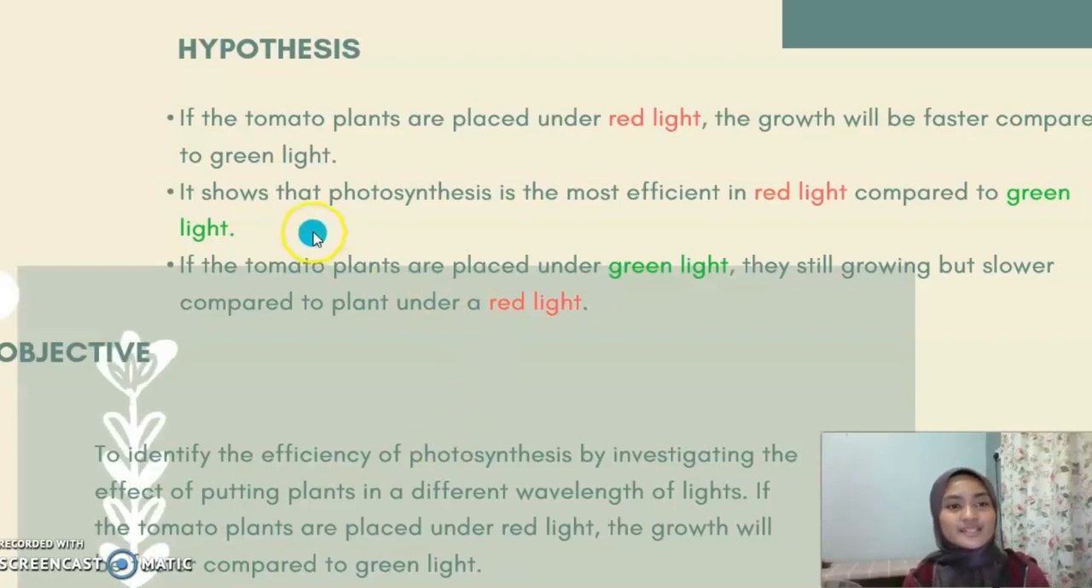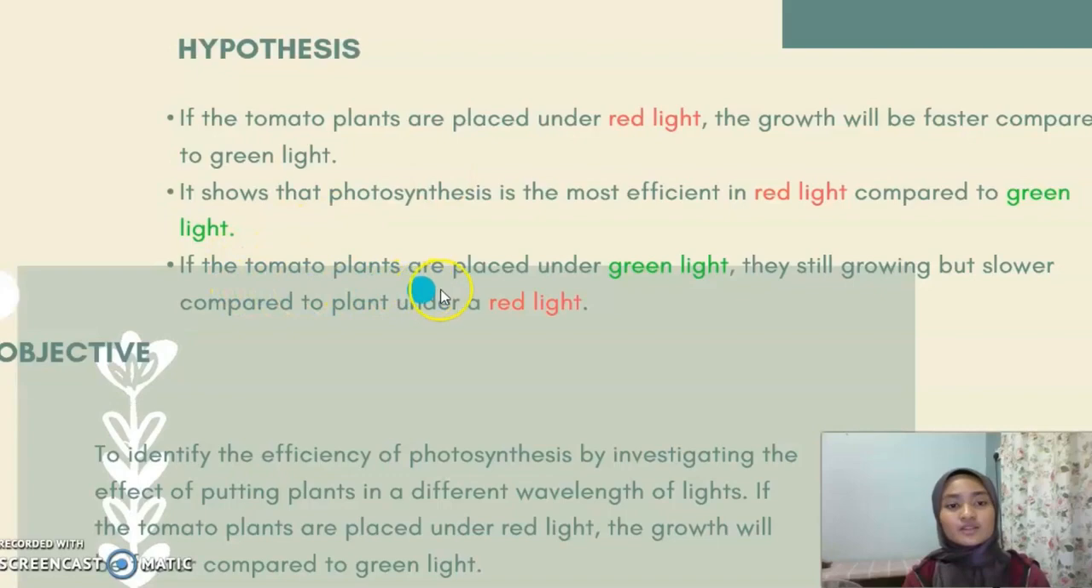For the hypothesis, if the tomato plants are placed under the red light, the growth will be faster compared to the green light. This is because chlorophyll absorbs violet to blue and red light and transmits green light. It shows that photosynthesis is the most efficient under the red light compared to the green light.